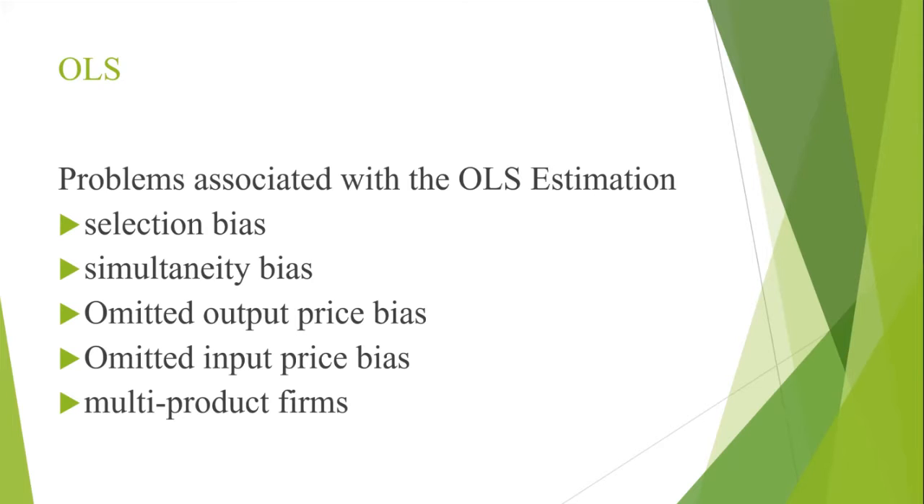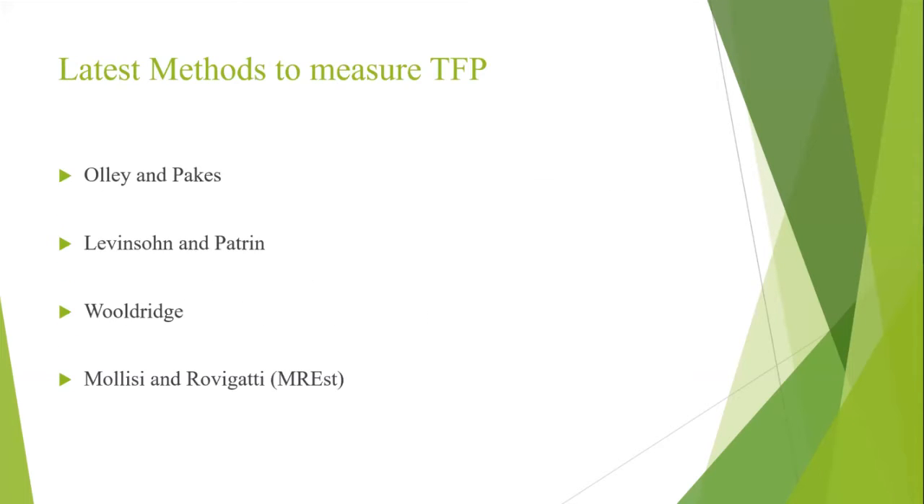Then we have input price or output price bias. These prices are available at industry level, not at firm level. So this will lead to a problem of deflators, and this will be called a bias in both input or output, whichever prices we are taking. Then last is multi-product firms. In the case of multi-product firms, the production function can't be the same across the industry. In multi-product firms, there may be a possibility that some products are used for another function. So there will be a problem of multi-product firms.